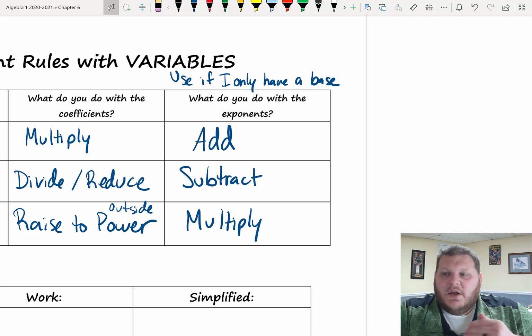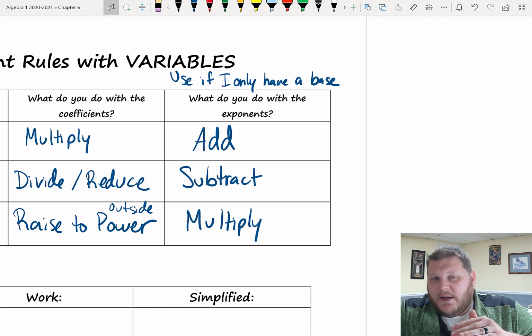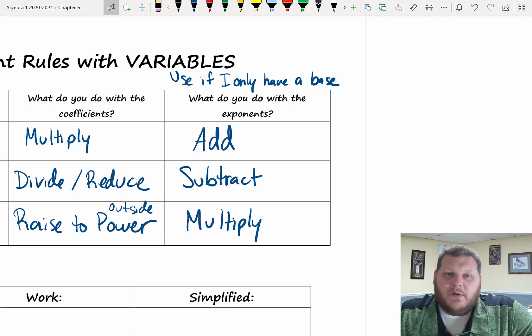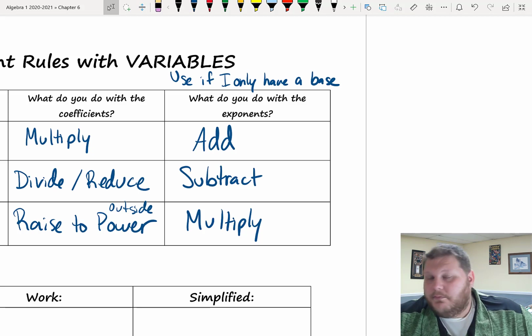So if I have two numbers being multiplied together, I would add their exponents. If I have two numbers being divided by each other, I would subtract their exponents. If I have a number being raised to a power and then another raised to another power, I would multiply those two exponents. You don't have to worry about what you're doing with the coefficients because there are no coefficients.